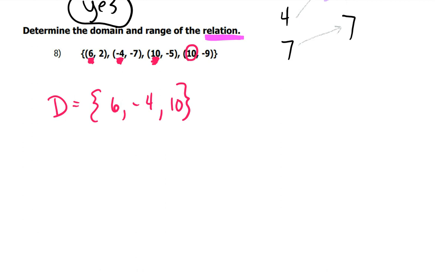They also don't have to be in numerical order. If you were to put them in numerical order, the -4 should come first and then the 6. But it really doesn't matter to me.